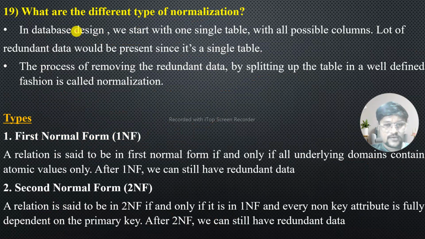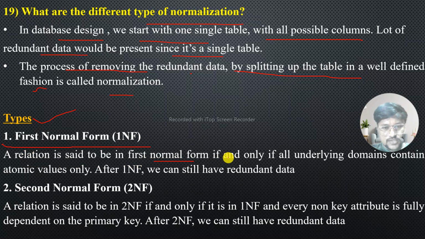Next question we have, what are the different types of normalization? So in database design, we start with one single table with all possible columns. A lot of redundant data would be present since it's a single table. The process of removing the redundant data by splitting up the table in a well defined fashion is normalization. So there are different types of normalization. First normal form, in short 1NF. A relation is said to be in first normal form if and only if all underlying domains contain atomic values only.